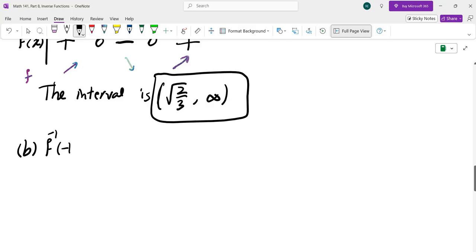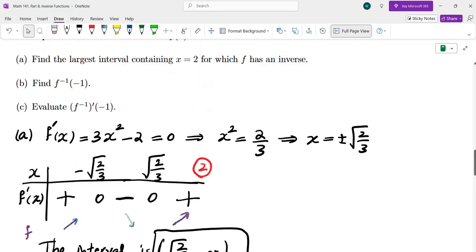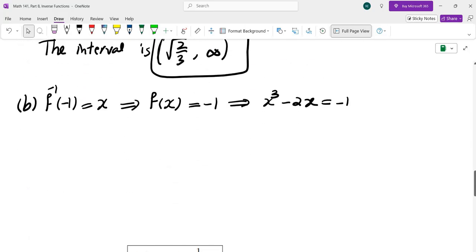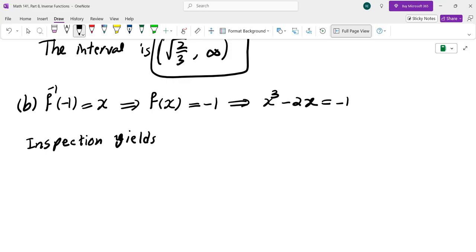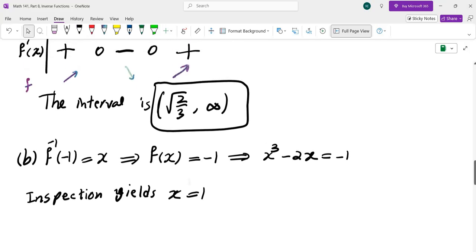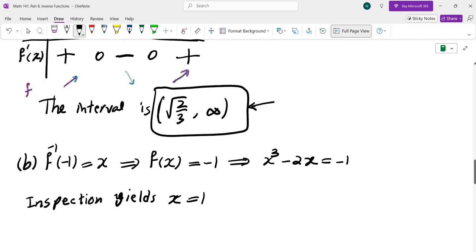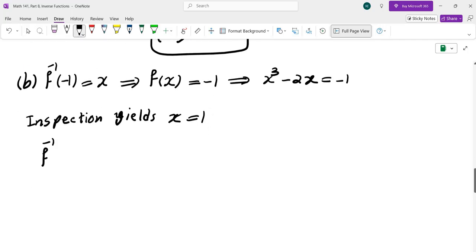So let's say f inverse of negative 1 is equal to x. We can use f to relate these two by saying that f of x is equal to negative 1. We have x cubed minus 2x equals negative 1, because that's what they gave us as f. Now we can't really solve cubics, so we'll have to basically guess what the answer is. So inspection tells us that x equals 1 is a solution, and we make sure this x equals 1 is in fact in this interval, which it is. So that means f inverse of negative 1 is in fact 1.